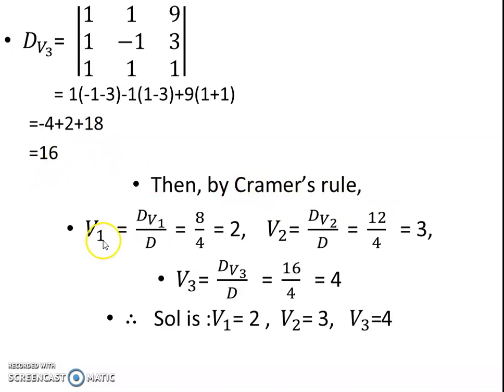Then by Cramer's rule, V1 is equal to dV1 upon d, which is 8 upon 4, is 2. V2 is equal to dV2 upon d, is equal to 12 upon 4, is equal to 3. V3 is equal to dV3 upon d, is 16 upon 4, is equal to 4. The solution is V1 is equal to 2, V2 is equal to 3 and V3 is equal to 4.